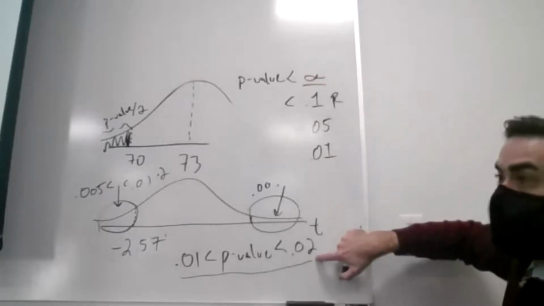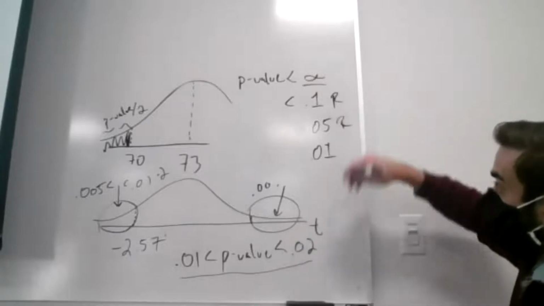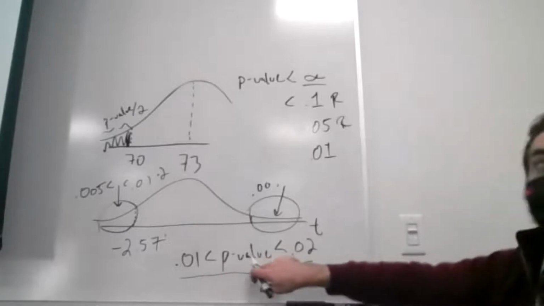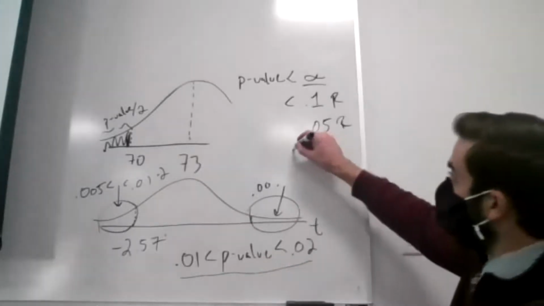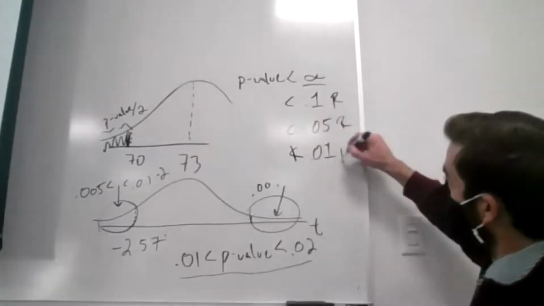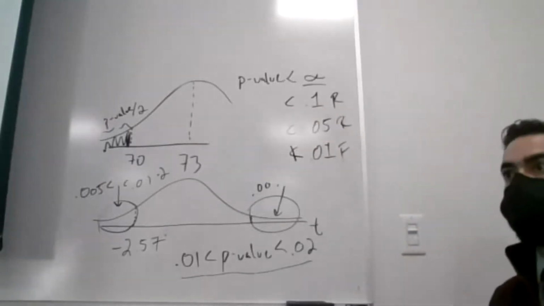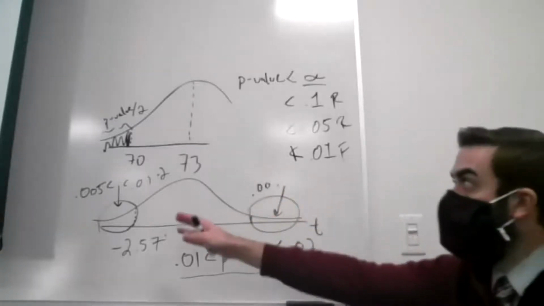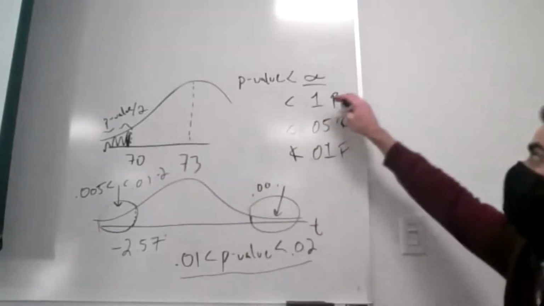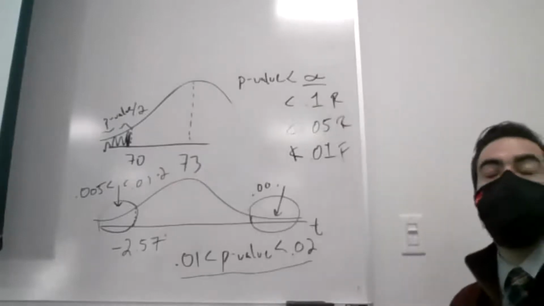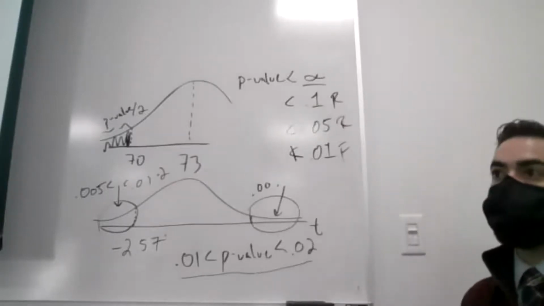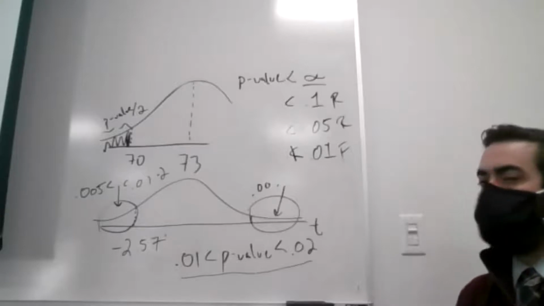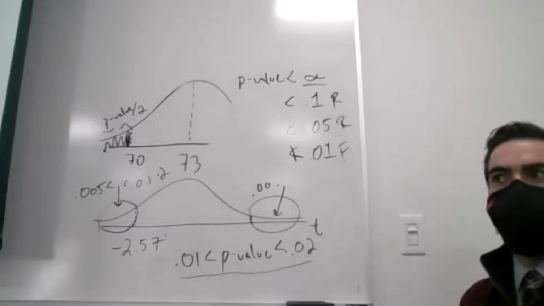Is it less than 0.05? Well, it's less than 0.02, so yes. What about 0.01? Well, I know it has to be greater than 0.01, so no, and I would fail to reject there, right? So I can reject that assumed true value of 73 based off the sample evidence I found at the 10 and 5% significance levels, but not at the 1%, okay? Any questions on that before we keep moving?